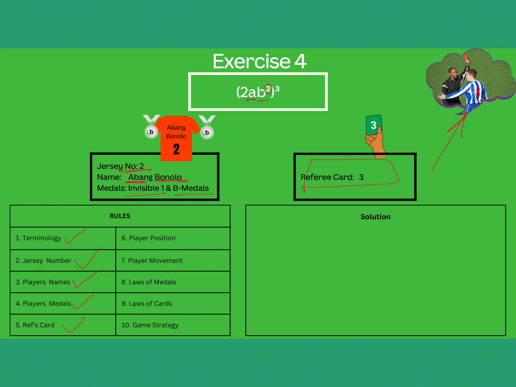Player position. Our player is inside the penalty box because they're inside the brackets. Right. Player movement. So our player is alone, but he's running or she's running. Because it's a positive number, the player is running. And the laws of medals, we've identified that we have invisible one.